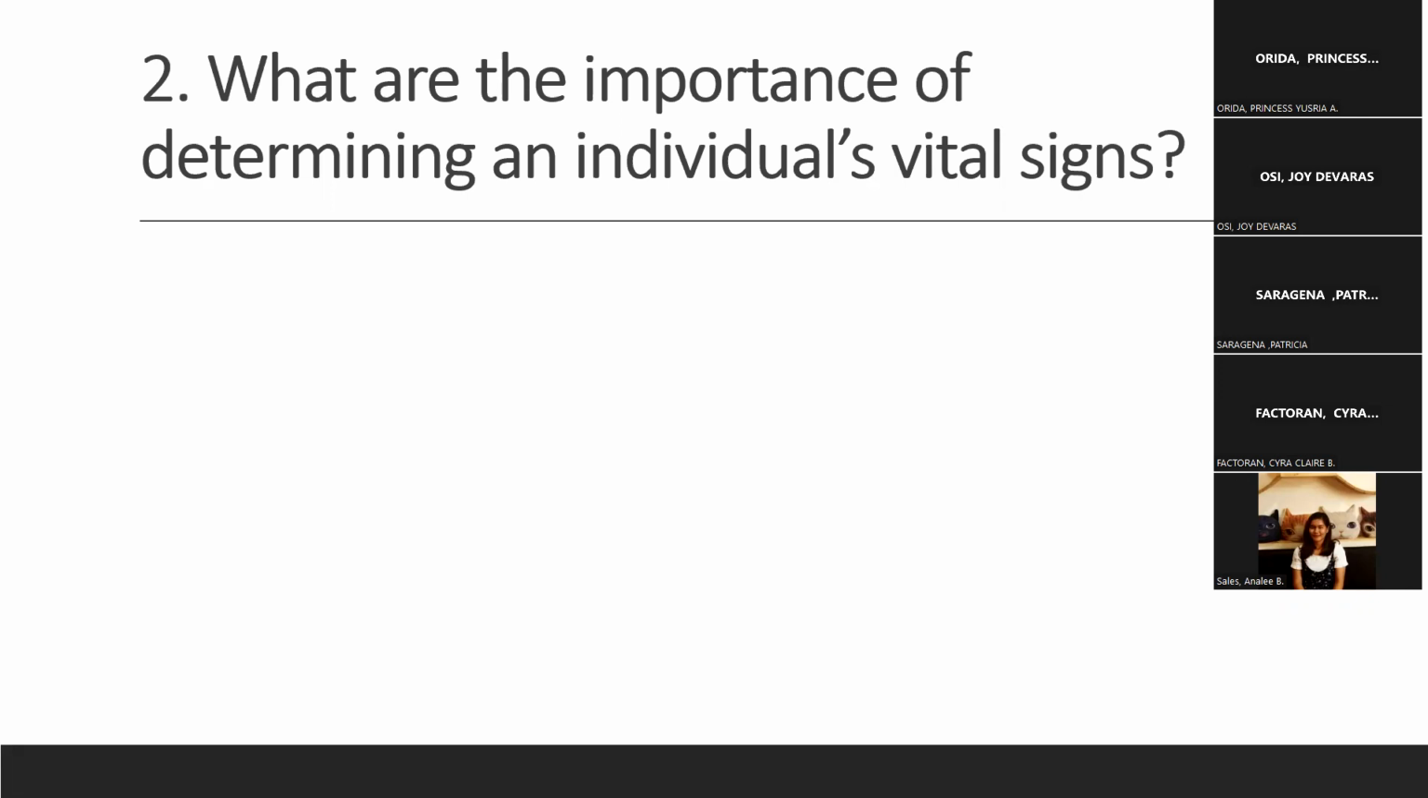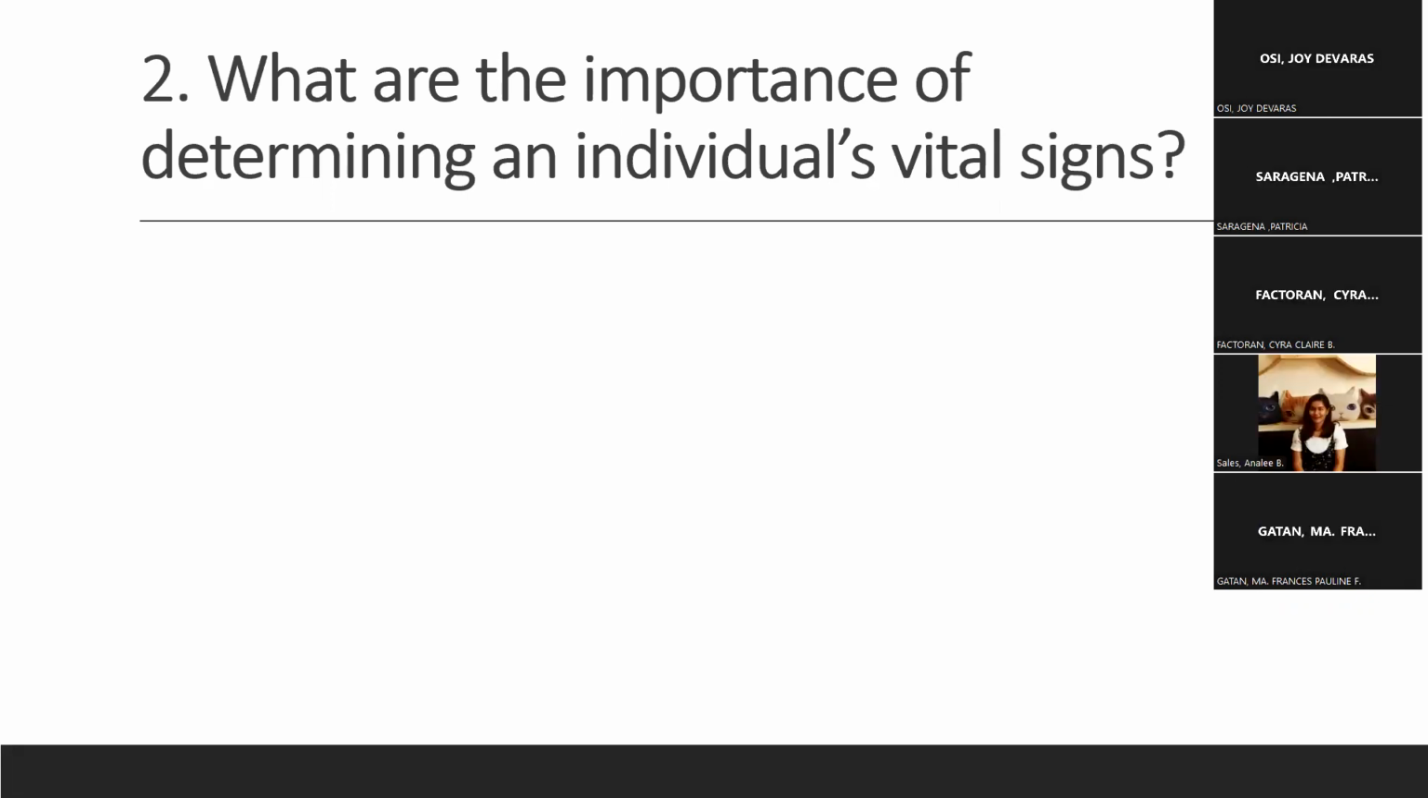Who wants to add something? Joy? Since vital signs measure the body's basic function, it also plays an important role because in a way it helps monitor medical problems in the body, and since it also helps monitor body temperature and pulse rate, we can monitor whether these are still normal or if there are medical problems. Okay, yes, that is also true.